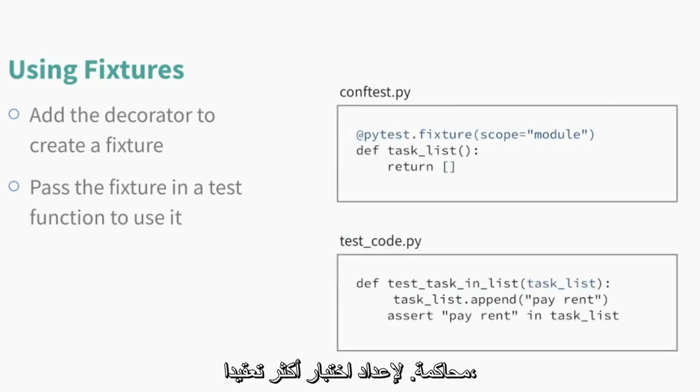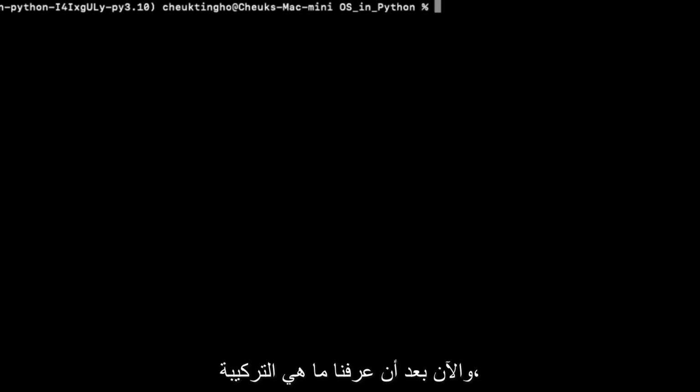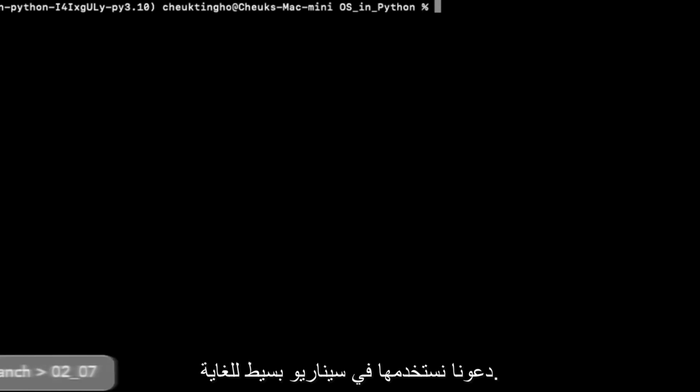For more complex test setups, you may sometimes see the fixtures created in a separate file called conftest.py and the scope set to module. This is to make the fixture accessible and shareable across all the test files, but it is more complex, and for this course, we will not be using fixtures this way. Now that we know what a fixture is, let's use it in a very simple scenario.